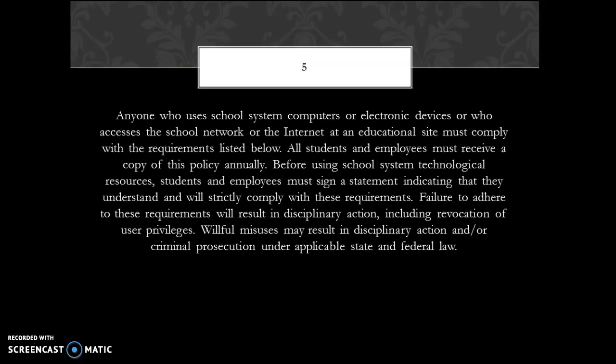Before using school system technological resources, students and employees must sign a statement indicating that they understand and will strictly comply with these requirements. Failure to adhere to these requirements will result in disciplinary action, including revocation of user privileges. Willful misuse may result in disciplinary action and/or criminal prosecution under applicable state and federal law.